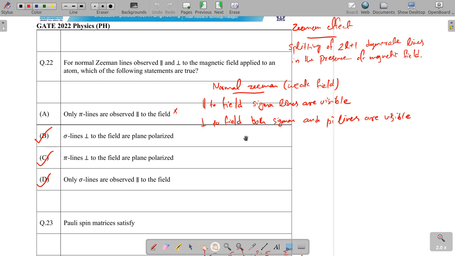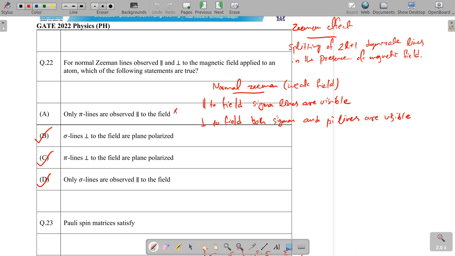There are two types of lines, pi lines and sigma lines. If you Google, you can find these details. The right answer is this. In the normal Zeeman effect, parallel to the field, sigma lines are visible, and perpendicular to the field, both sigma and pi lines are visible. This is one point you have to note down.